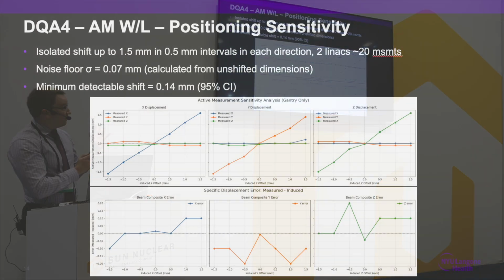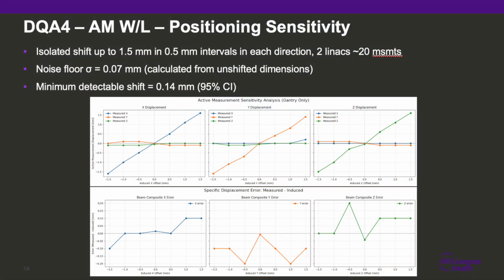So that looks great and it's very fast and efficient, but does it work? In order to test this out, I looked at the sensitivity for positioning errors. In this case, I introduced shifts to the phantom in 0.5 millimeter intervals out to 1.5 millimeters on 2 different Linacs and 20 measurements, moving each one of the axes independently. Doing this, I saw that there was excellent congruence between the measured deviation and the driven distance.